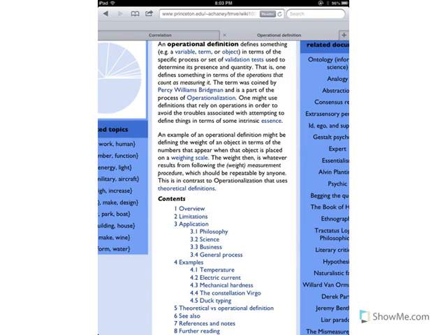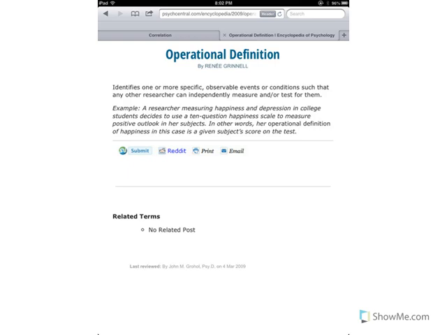One website says, an operational definition defines something in terms of the specific process or set of validation tests used to determine its presence and quantity. Another website says that an operational definition identifies one or more specific observable events or conditions such that any other researcher can independently measure and or test for them. Now, while both of these definitions are technically correct, I think that's a very complicated way of looking at it.